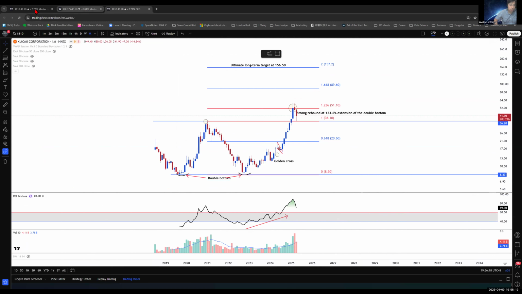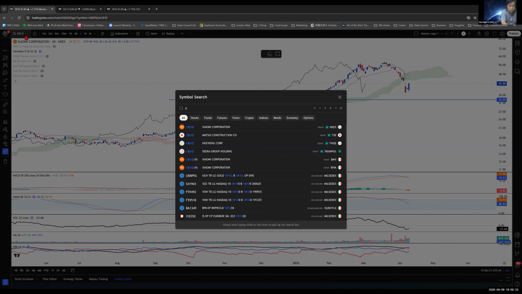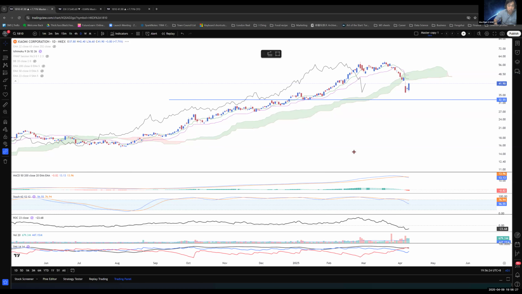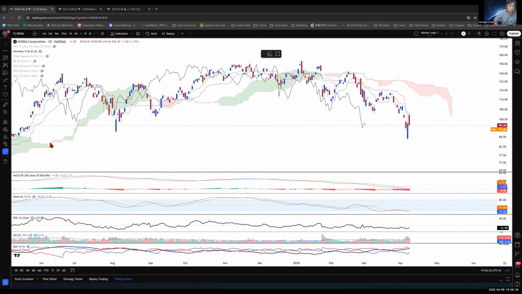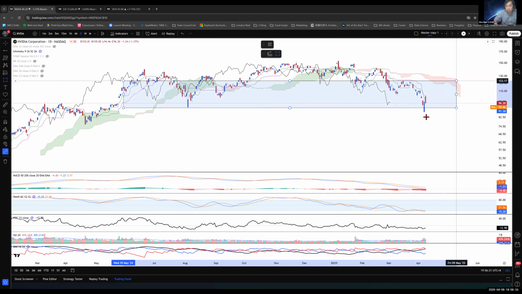Okay, so next one, other than Xiaomi, I'll go through NVIDIA. I think everybody is looking at it. You can see that Nvidia is one large range bound trade over here. Came down.